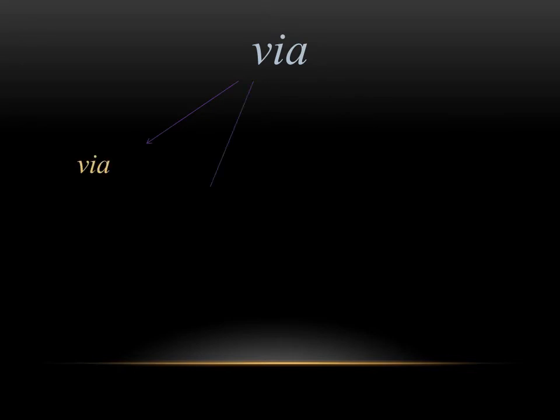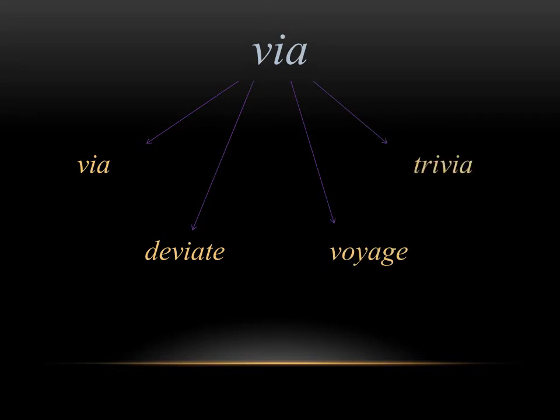Via in Latin means road, and it comes to us in English with the derivative via, which means the exact same thing. We also get deviate, voyage, and trivia. Now, if you think of the word trivia, it's usually a competition where there's a bunch of different answers that might be correct, and you're guessing which is right.